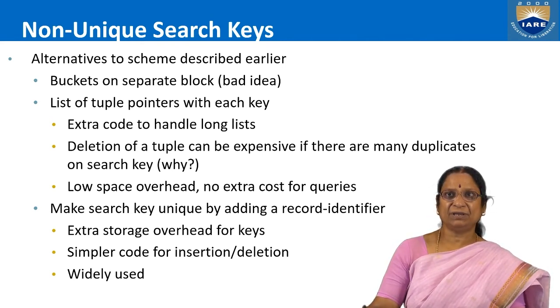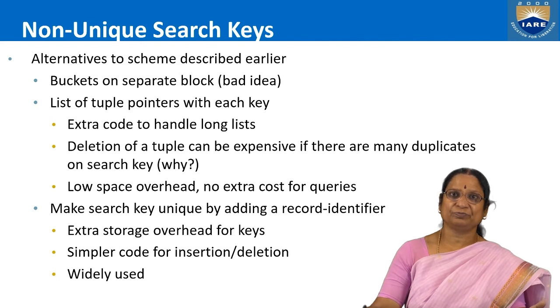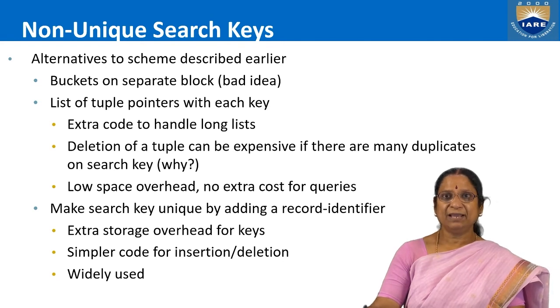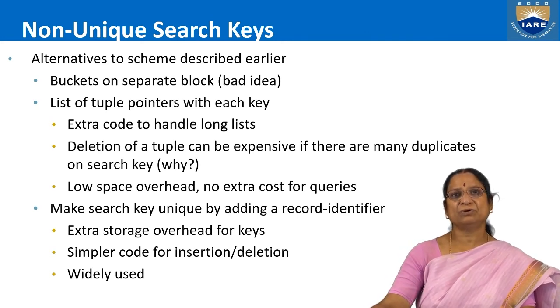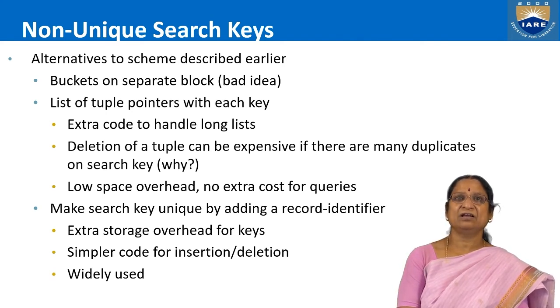Deletion of a tuple can be expensive if there are many duplicates on the search key. Which has to be deleted? We don't know. All have to be deleted, then it takes more time. And make the search key unique by adding a record identifier, so that the deletion process will be easy for us. When deleting, multiple values may result, which has to be deleted, or multiple deletions.